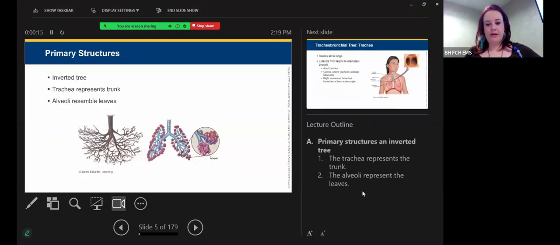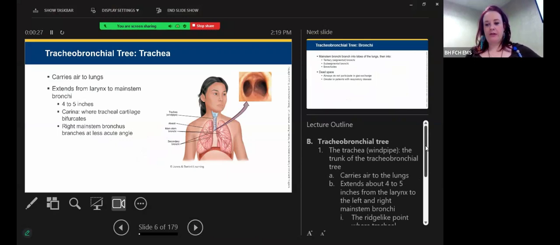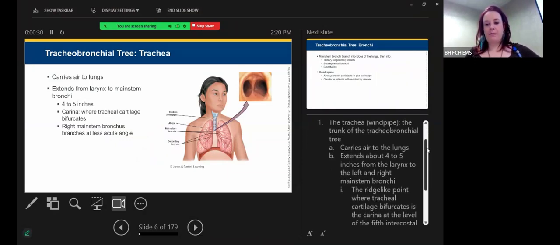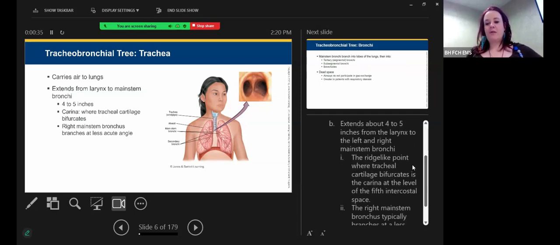All right, so we all know our trachea represents the trunk and the alveoli represents the leaves in the inverted tree. The tracheobronchial tree, also known as the windpipe, is the trunk of the tracheobronchial tree, carries air to the lungs, extends about 4 to 5 inches from the larynx to the left and right mainstem bronchi. The ridge-like point where the tracheal cartilage bifurcates is the carina. We all know this. At the level of the 5th intercostal space.